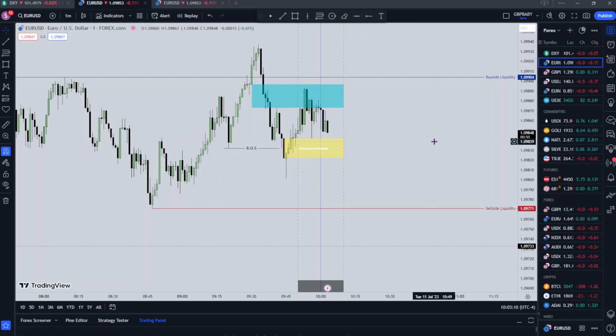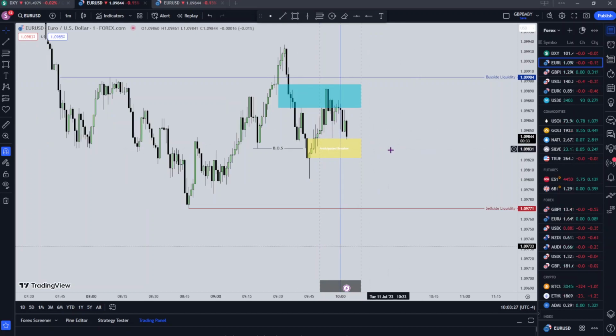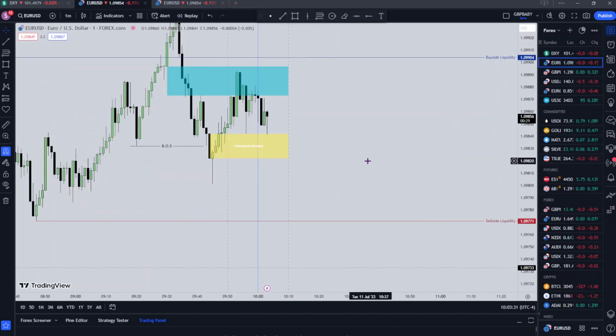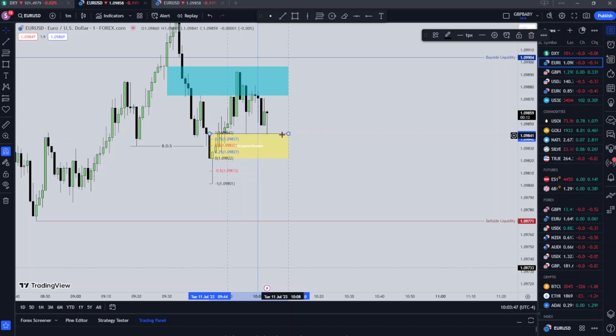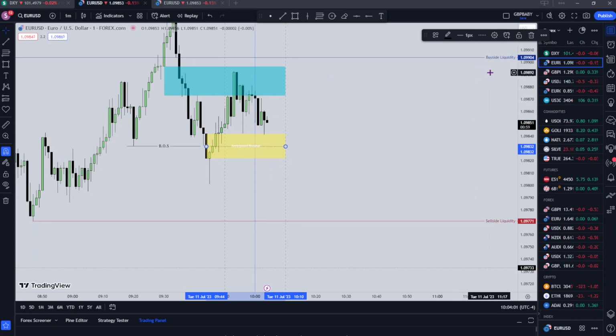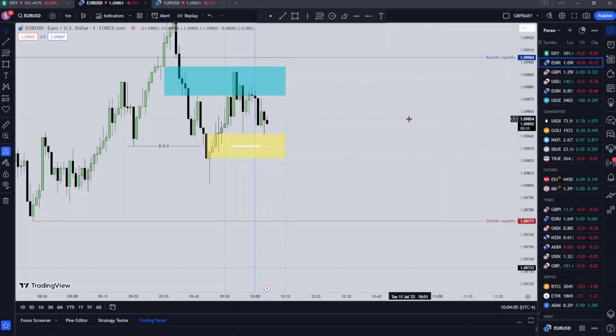So I recently learned that you can actually use the anticipated breaker as an entry. So I might add to my position as it trades through it. I want to see it break that 50% level off it first though. So as soon as it takes out that 50% level off it, I'm gonna add to my position.